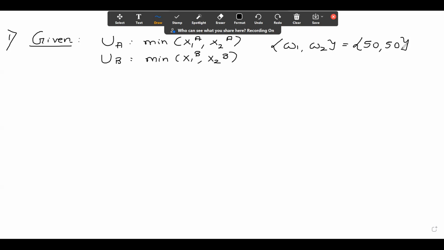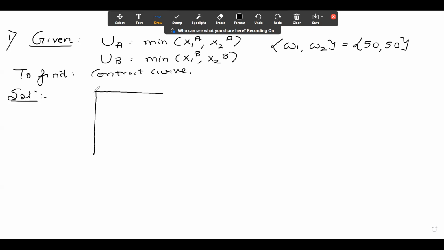Okay, so basically our Edgeworth box is going to be a square, because the length and the breadth of the Edgeworth box will exactly be equal to 50 units. Okay, we need to find out the contract curve, which is the set of all Pareto efficient allocations. Okay, so let's quickly start. So first of all, let's draw the diagram. So our Edgeworth box is basically going to be a square.